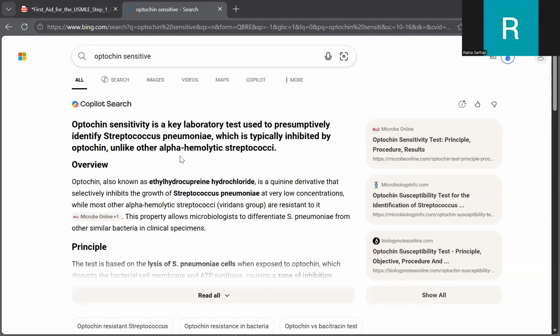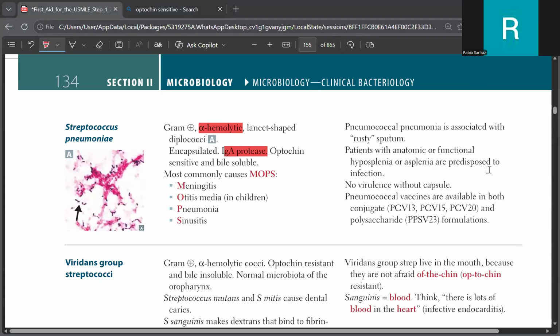It is a key lab test used to presumptively identify Streptococcus pneumoniae, which is typically inhibited by optochin, unlike other alpha hemolytic streptococci. It is ethylhydrocupreine hydrochloride, a quinine derivative that selectively inhibits the growth of Streptococcus pneumoniae. So Streptococcus pneumoniae is the only one that is sensitive to optochin. And most common causes are MOPS: meningitis, otitis media in children, pneumonia, and sinusitis.